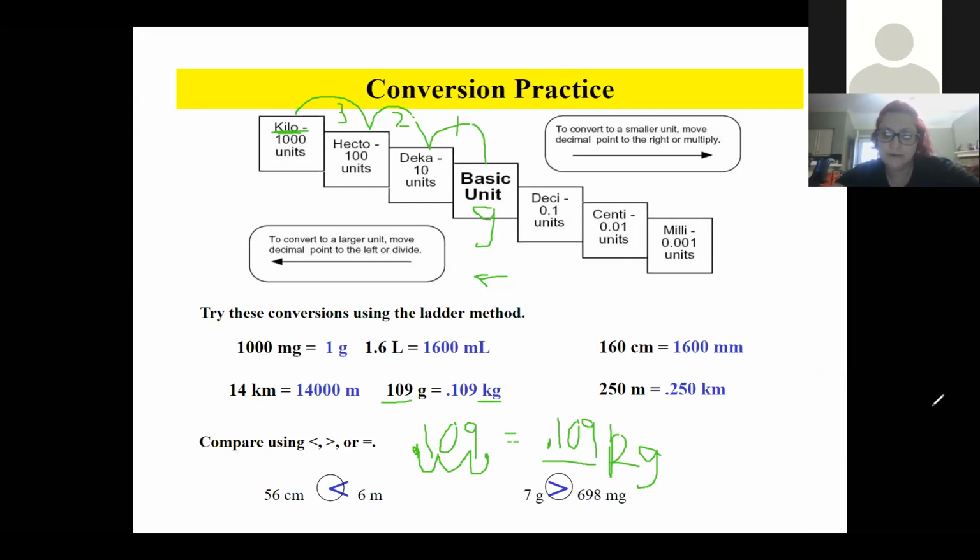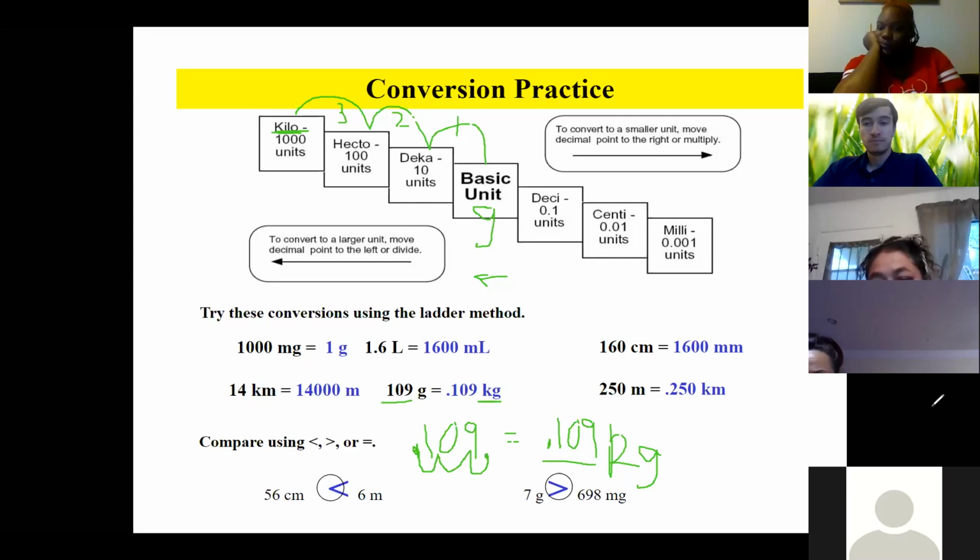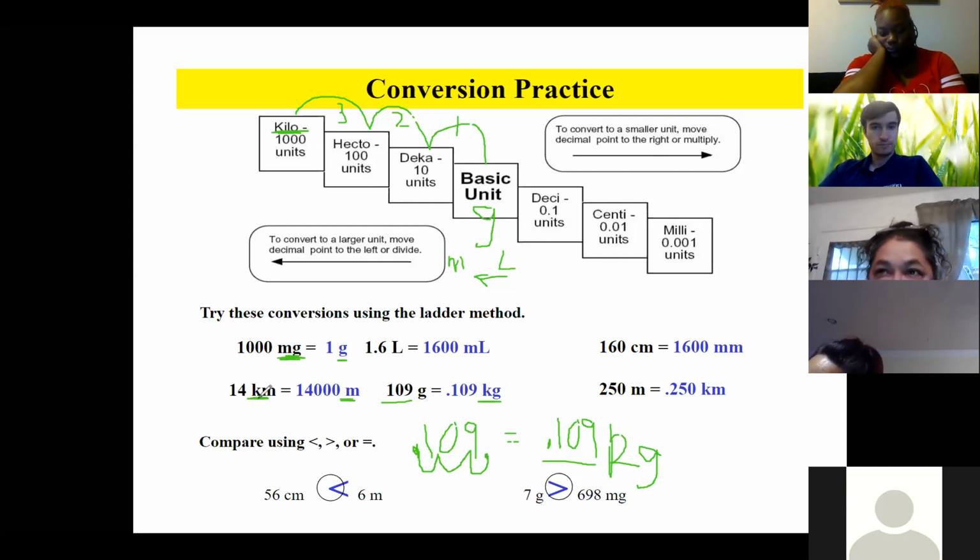Is the basic unit always measured in grams, or is it whatever you're measuring that you fill in on the conversion? It's whatever you're measuring. Our basic unit is our grams or our meters, whatever you're measuring. Like here, grams is the basic unit, and milligrams is the smaller unit. Meters is our basic unit, kilometers is our bigger unit. Good question.